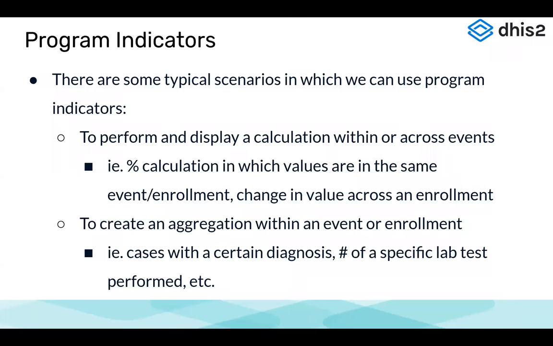You could also use this to calculate across events as well. So you could measure the percent weight gain across the enrollment. So from when they first initially entered the program until their latest check-in, what's been the change of the infant's weight during that time? You could also create an aggregation within an event or enrollment as well. So that could mean counting the number of cases that have a certain lab confirmed diagnosis, for example, or the number of a specific lab test that were performed. And this can be a count that you do within an individual. So you could say, for example, the number of lab tests that a woman has received in an antenatal care program, or it could just be the number of ANC cases that have hypertension across the entire facility or district, right? So there are different ways that you can use aggregation within an event or enrollment as well.